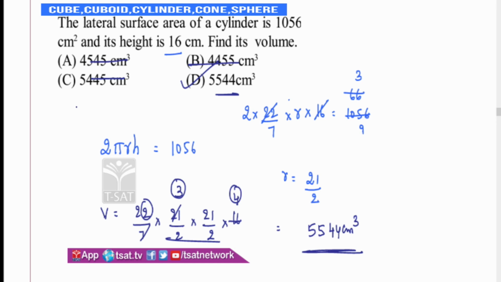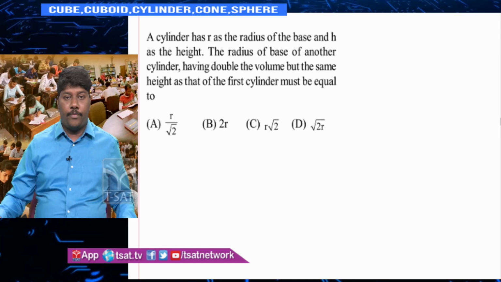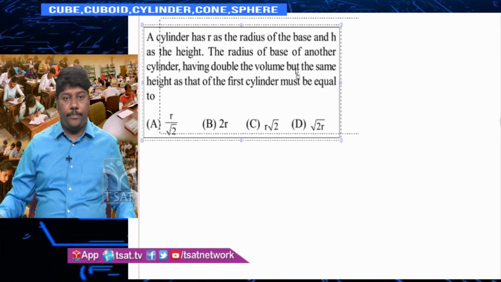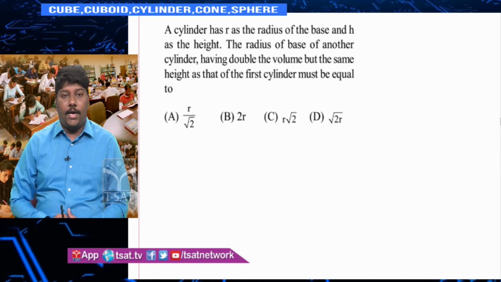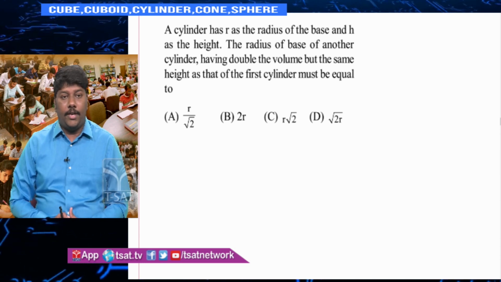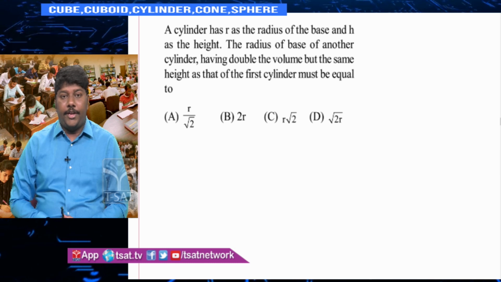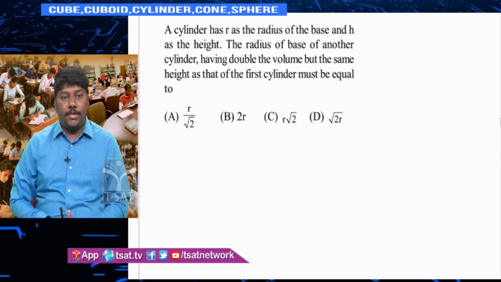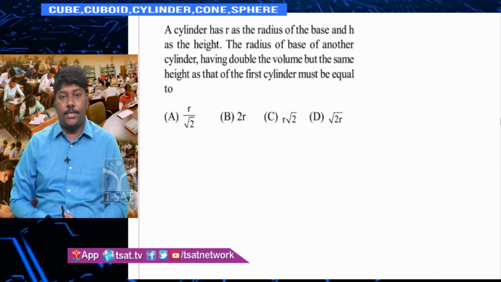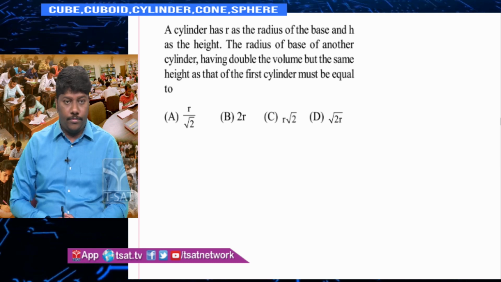So by looking at the unit digit, you can avoid. Next question. A cylinder has r as the radius of the base and h as the height. The radius of the base of another cylinder having double the volume but the same height as that of the first cylinder must be equal to.